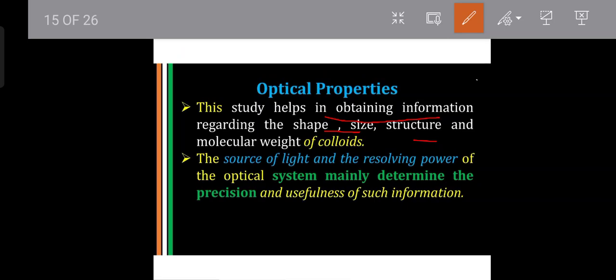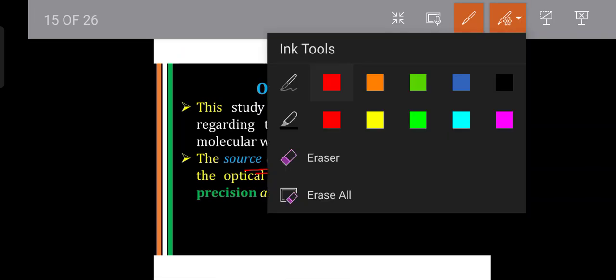Depending on the kind of property, the source of light and the resolving power of the optical system matter. What do we mean by resolving power? If I consider any kind of microscope, it is the ability to distinguish the smallest or smaller particle, the tiny microscopic particle. The source of light and the resolving power help determine the shape and size in a very precise way. Got my point? That is the optical property.